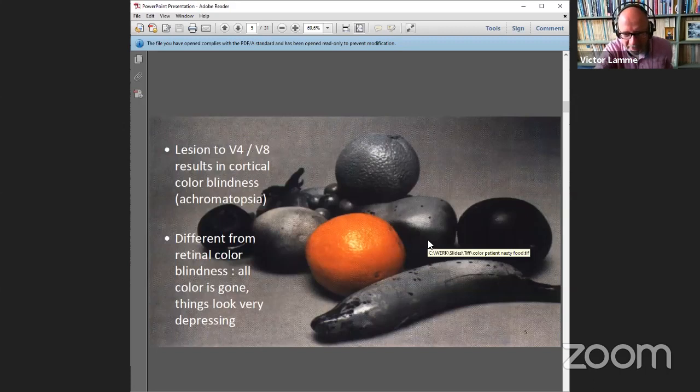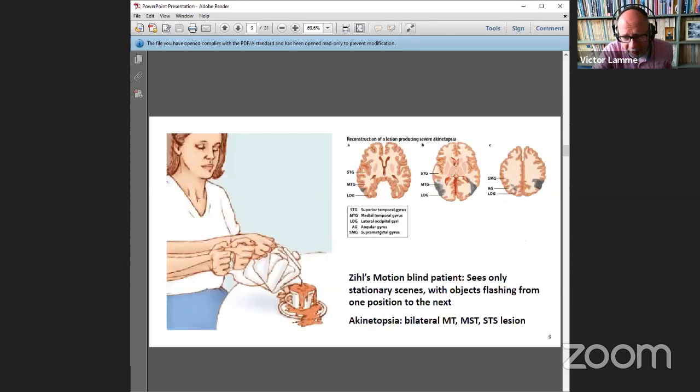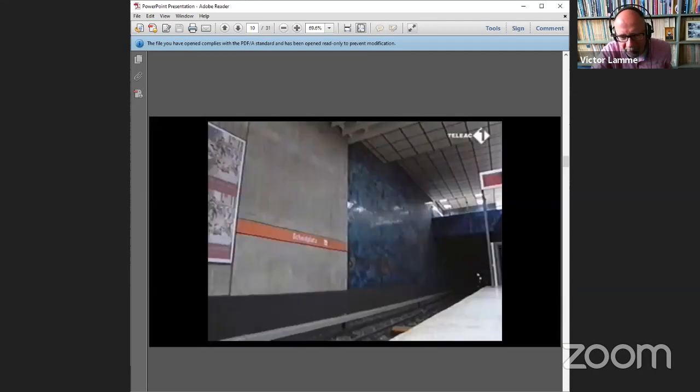You may say here, of course, he doesn't see the orange, but that's just to indicate what the world looks like if you see everything without color, which is quite depressing. But so it doesn't have to be bilateral. That's by the way somewhat different from akinetopsia. This is much rarer because it seems that it has to be bilateral for the patients to really not see any motion anymore. Okay, but that's just a side note.